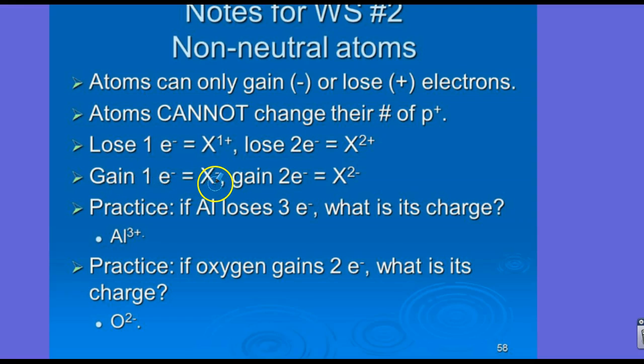If you gain 1 electron, you're a 1-. If you gain 2 electrons, you're a 2-. If you were to gain 3 electrons, it would be 3-. So if aluminum loses 3 electrons, which it tends to do, what is the charge? You would write Al 3+. If oxygen gains 2 electrons, what is its charge? O 2-.